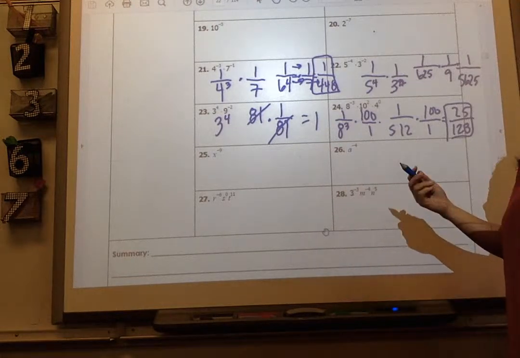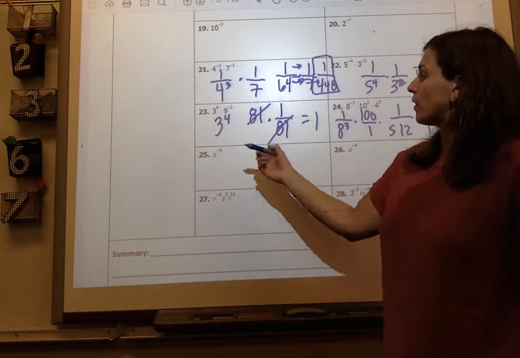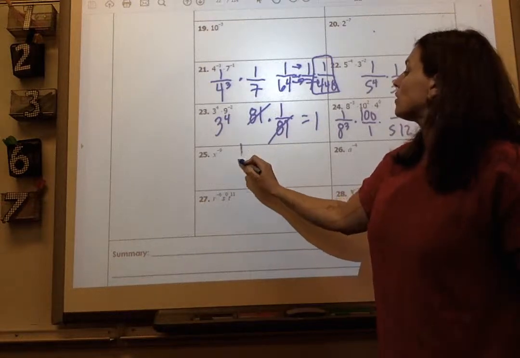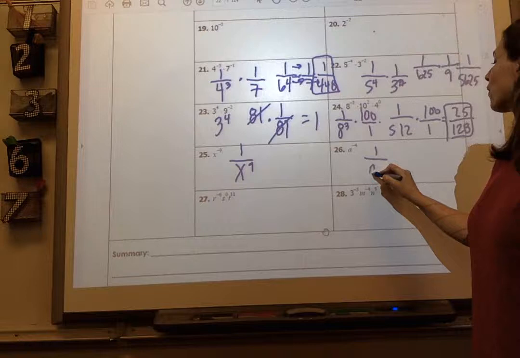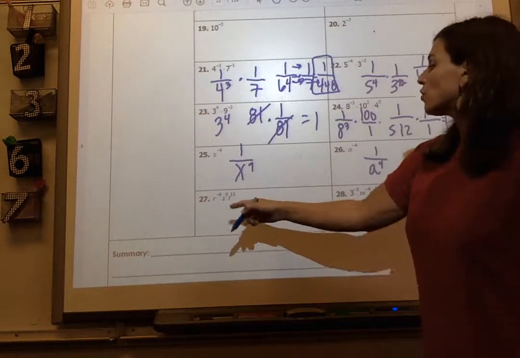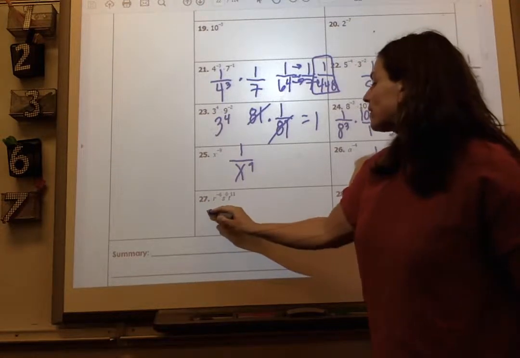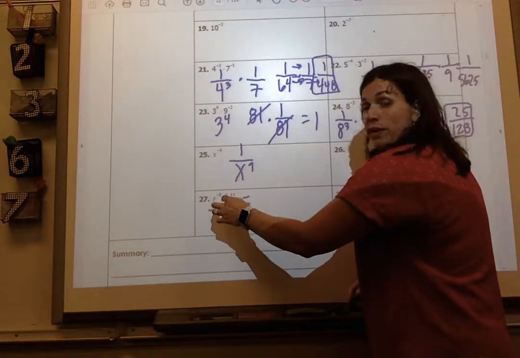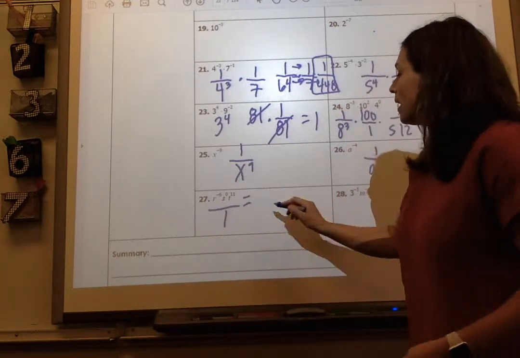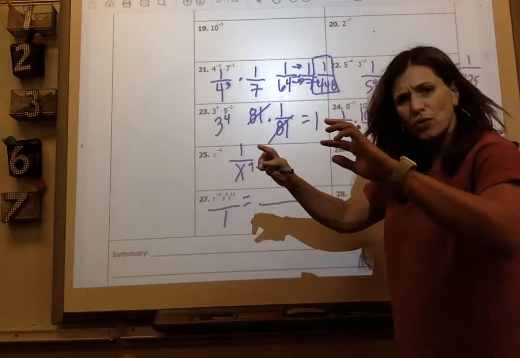So now 25 through 28 deal with exponents, so let's look at the exponents with variables. So this is 1 over x to the 9th. 26 is 1 over a to the 4th. 27, watch how this happens. Okay, so I act like this is all one problem. So I'm putting all this over 1. That's what I'm doing there. Now I'm going to draw another line because who's going to go downstairs?